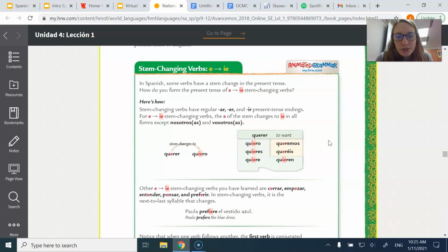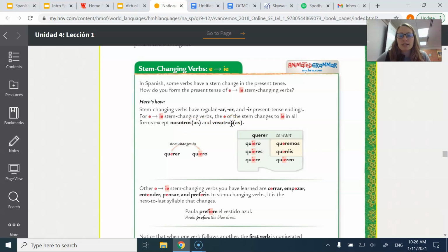Here's how. Stem changing verbs have regular AR, ER, and IR present tense endings. So the endings are the same: o, as, a, amos, áis, an. However, for the E to IE stem changing verbs, the E of the stem, so the part that you would typically keep the same, changes to an IE in all forms except the nosotros and vosotros forms.